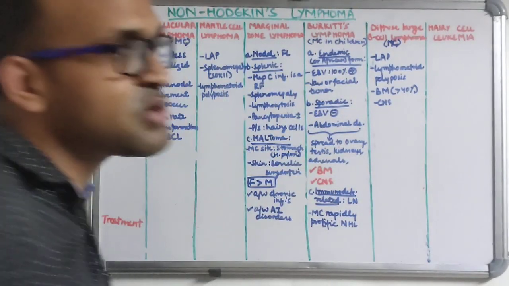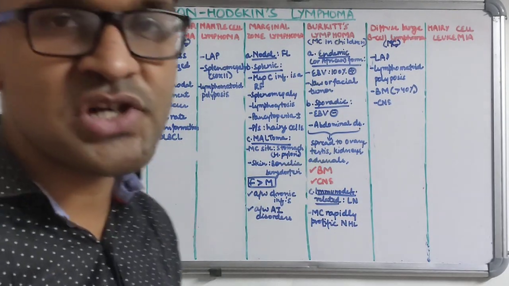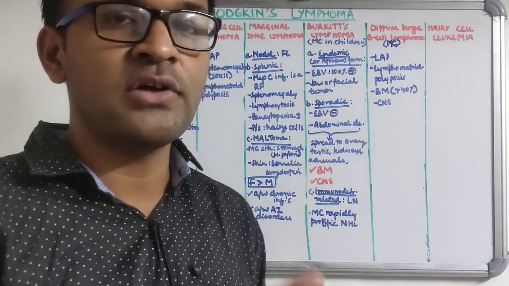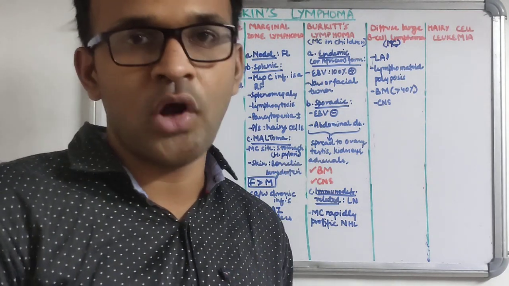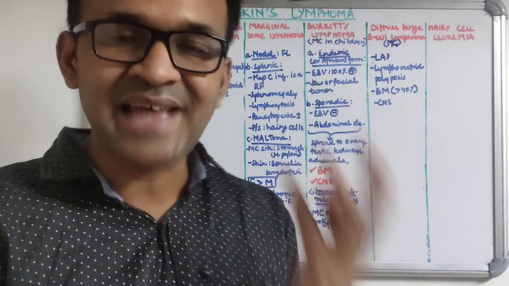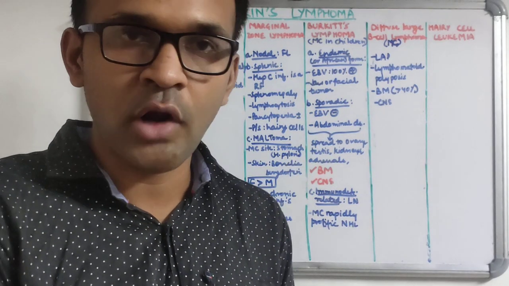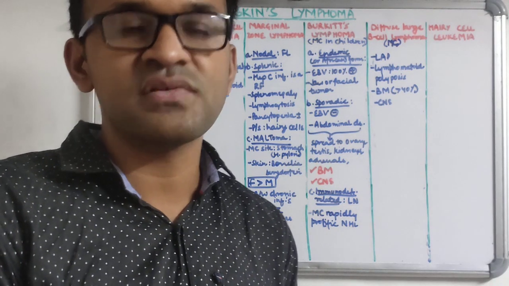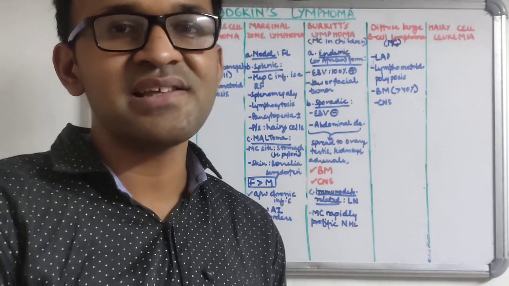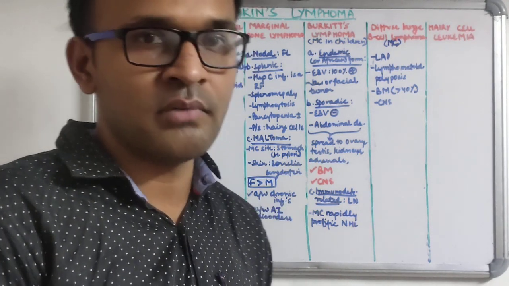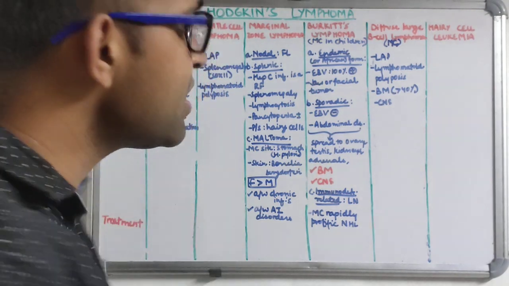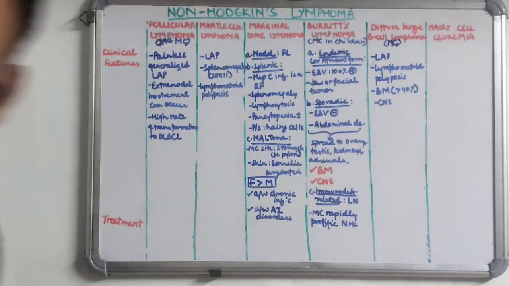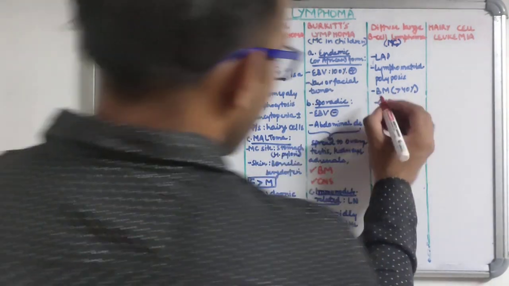So there is increased risk of CNS dissemination in patients who are having testicular involvement or adrenal involvement, kidney involvement, breast involvement, paranasal sinus involvement, epidural space involvement. So in all of this group of patients who are at high risk of CNS dissemination, CNS irradiation is done. Prophylactic CNS irradiation is done. So again, there is bone marrow and CNS involvement in this.